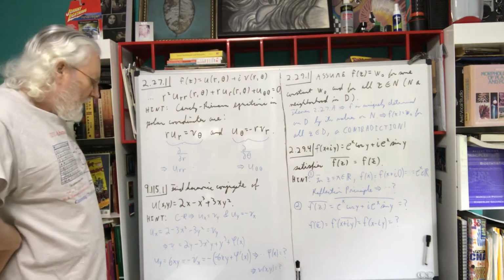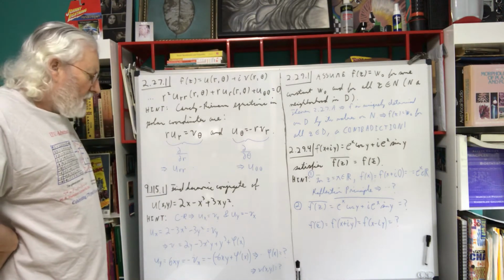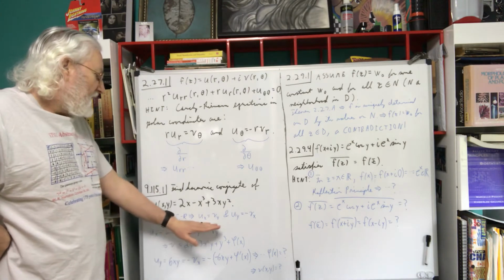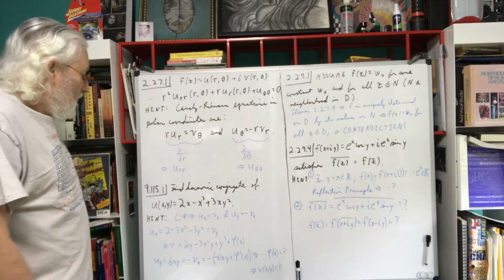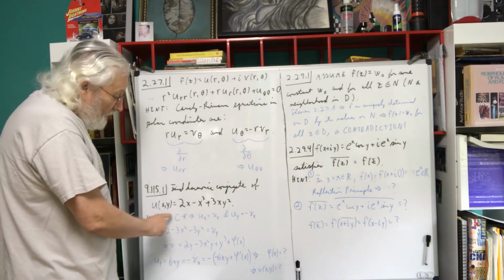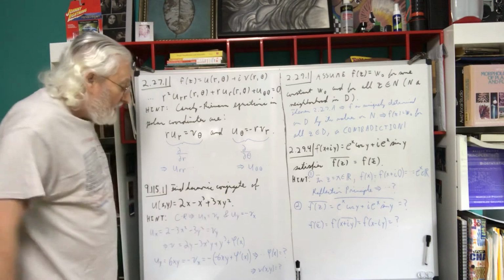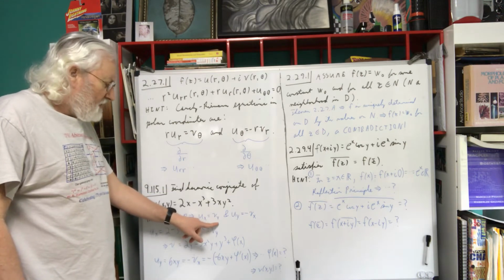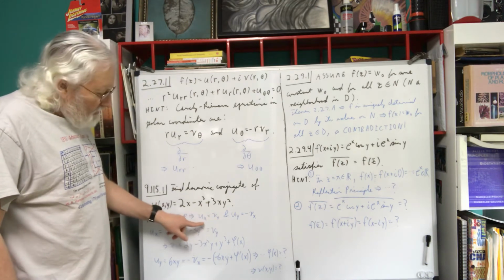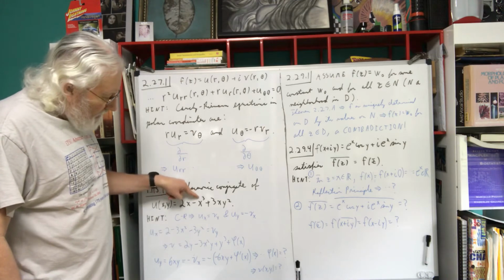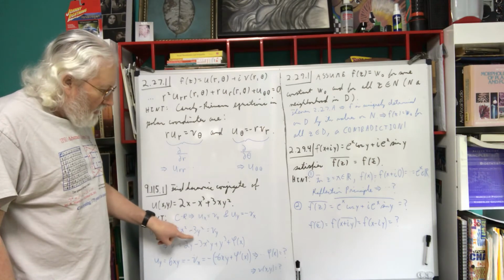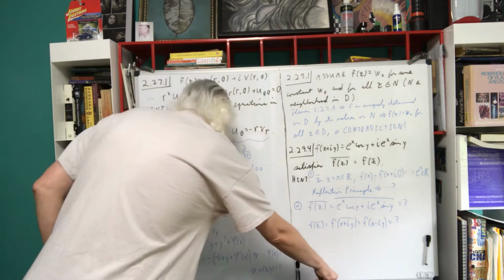Now, if we're looking for a harmonic conjugate v of u, then u and v will have to satisfy the Cauchy-Riemann equations. So that tells us that with the u function, we can find the partial of u with respect to x, just differentiate that. That must equal the partial of v with respect to y, and v is the function we're looking for. Okay, so let's take a partial with respect to x, that'd be 2 minus 3x squared plus 6xy.